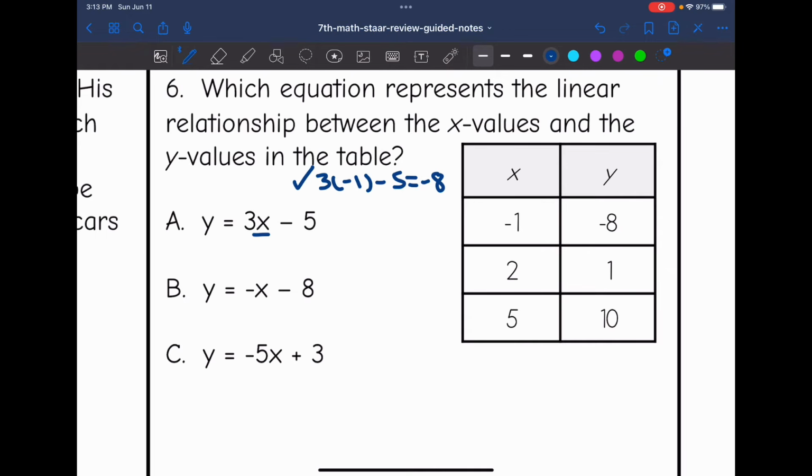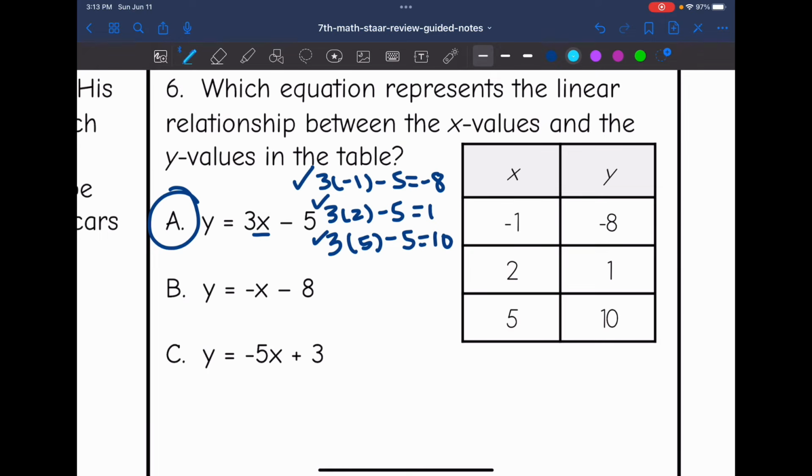Okay, then the next point is 2, 1, so I'm going to replace x with 2 this time. So it'll be 3 times 2 minus 5, so that's 6 minus 5, which is 1. So the second point worked too. And then let's check the third point. I would do 3 times 5 minus 5. 3 times 5 is 15, 15 minus 5 is 10. So it works for the last ordered pair as well. So it looks like A is my correct equation here.